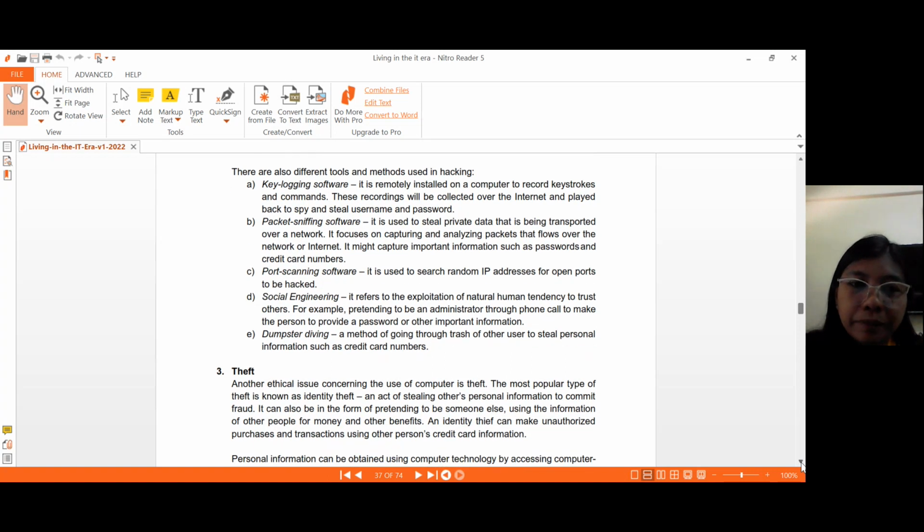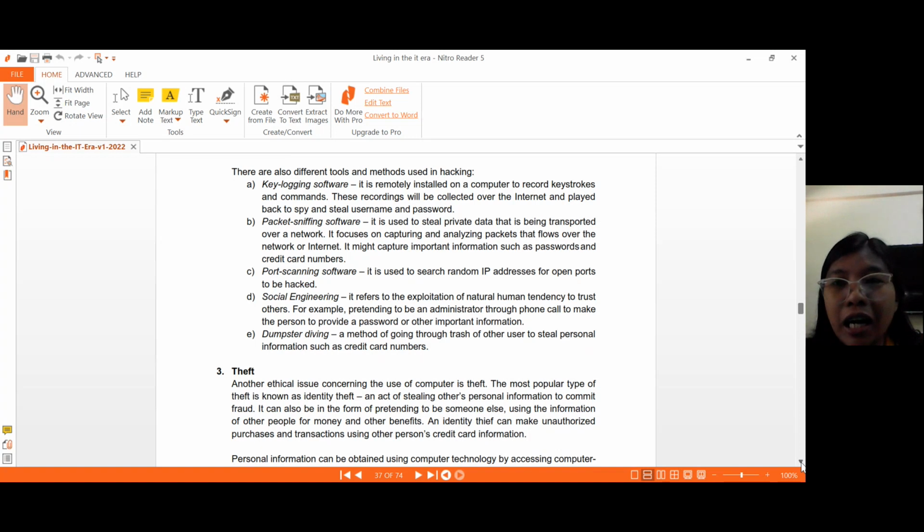Mga IT experts natin. Okay, so there are also different tools and methods used in hacking. Number one, key logging software. It is remotely installed on a computer to record keystrokes and commands. These recordings will be collected over the internet and played back to spy and steal username and password. Okay, so take note of these different tools used in hacking.